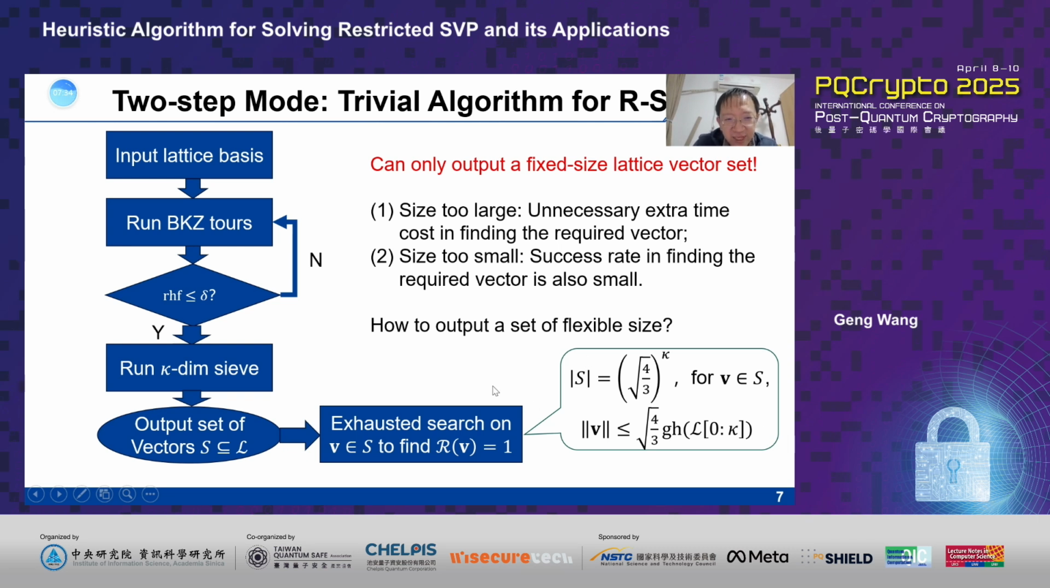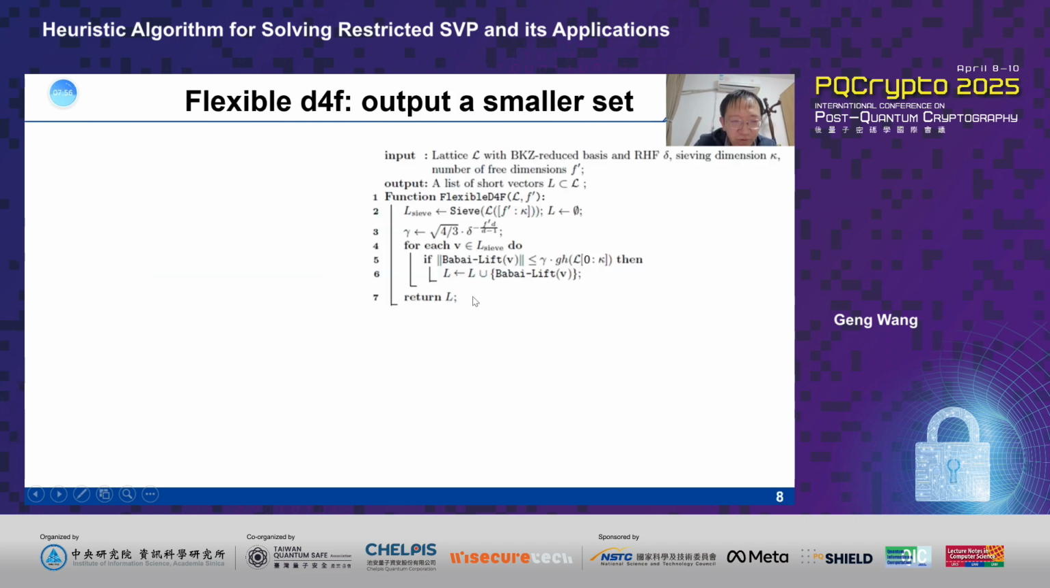So if we fix the dimension kappa, which means that we fix the length of the output vectors, we also fix the size of the output set of vectors. So how could we output a set of flexible size to avoid the two problems? This is the main problem we wish to solve in this work.